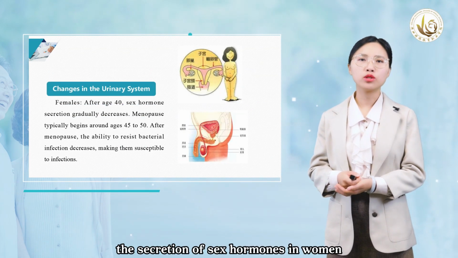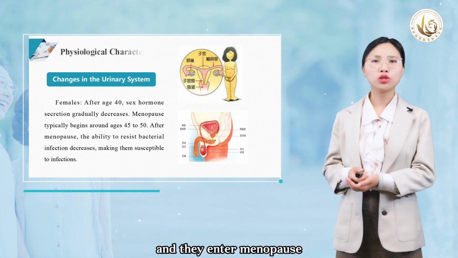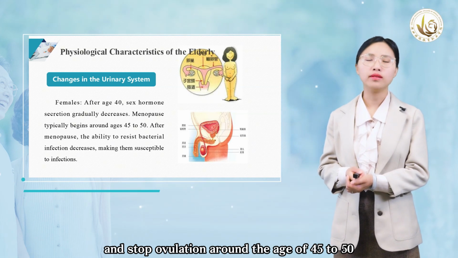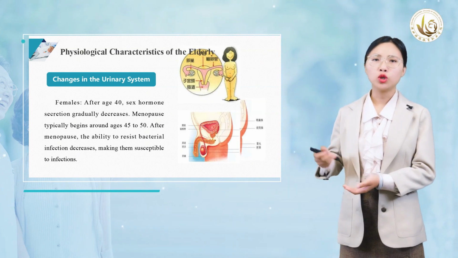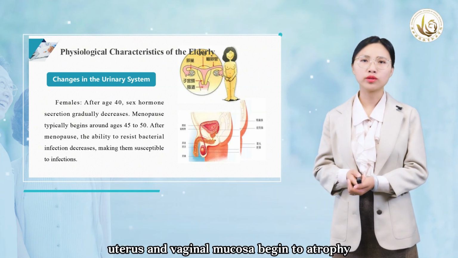The secretion of sex hormones in women gradually decreases after the age of 40, and they enter menopause and stop ovulation around the age of 45 to 50. After menopause, the fallopian tubes, ovaries, uterus, and vaginal mucosa begin to atrophy.